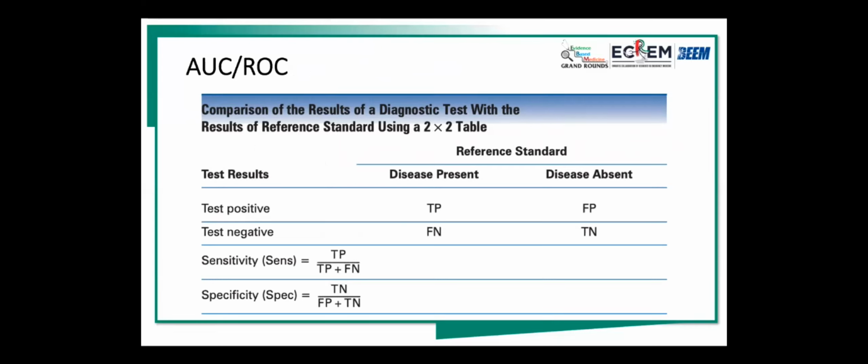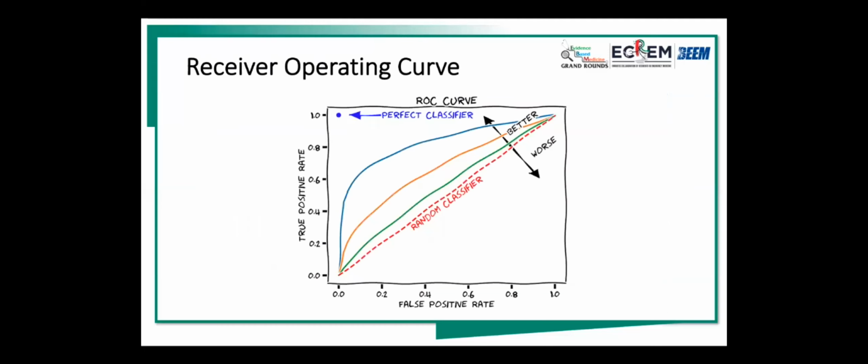So let's go back into the receiver operating curve, and I'm going to show you what I was just talking about a minute ago. This is an example of a ROC curve. You can see at the bottom it says false positive rate on the x-axis, so that's 1 minus specificity. And on the y-axis, it's labeled the true positive rate, and that's your sensitivity.